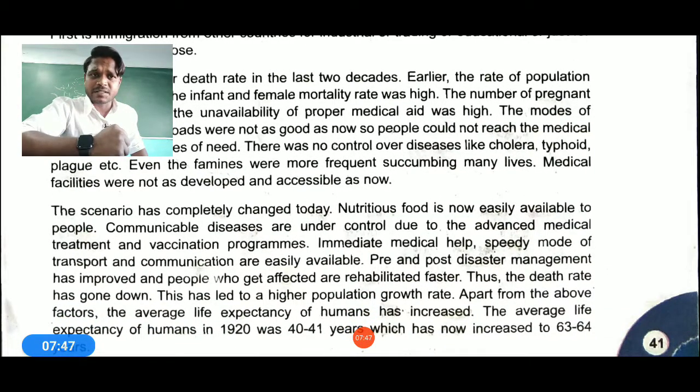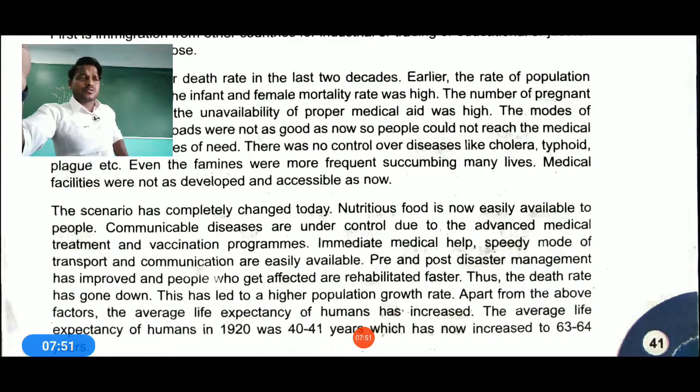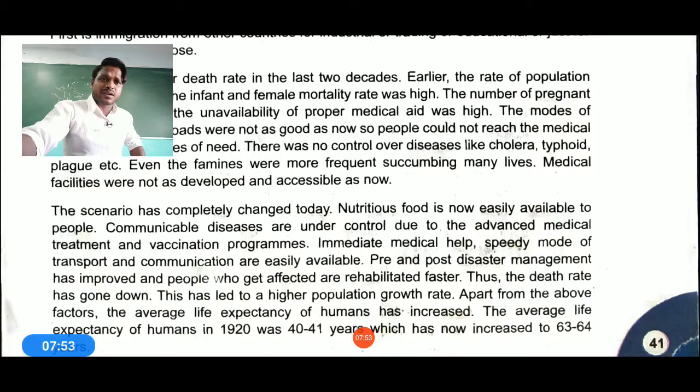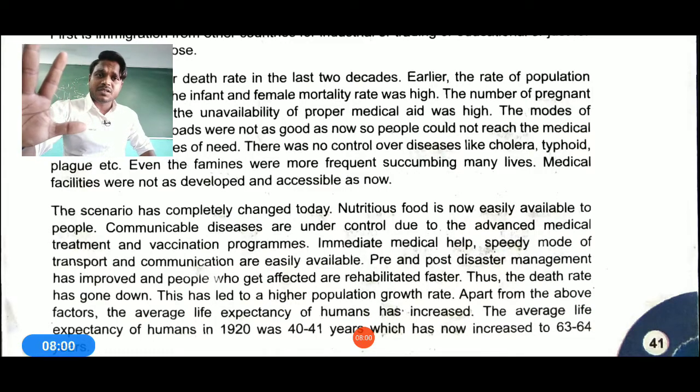Now how has the scenario changed? See, right now we get nutritious food, and communicable diseases can be cured and are under control. Treatment, vaccine programs and immediate medical help are given. A speedy mode of transportation system is there. Online facilities are available and improved. 24/7 we are getting all kinds of services.